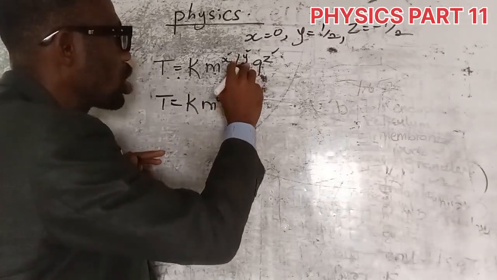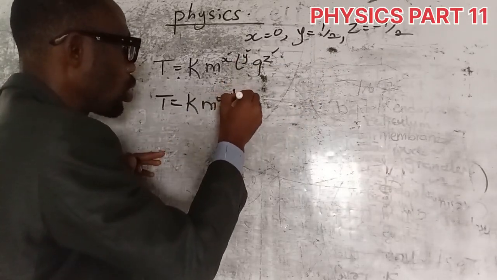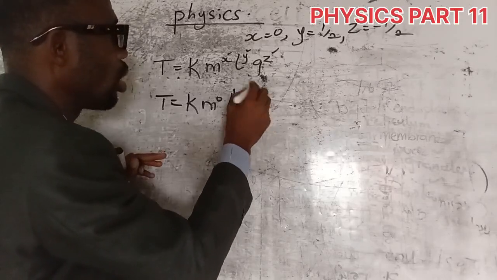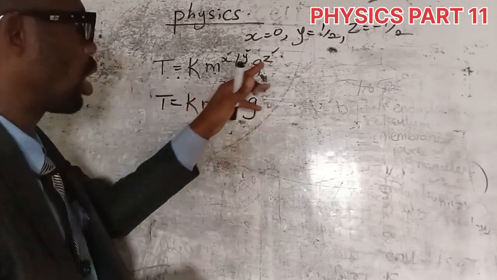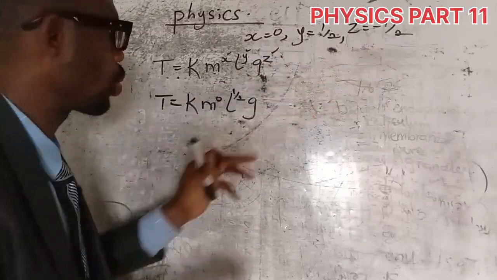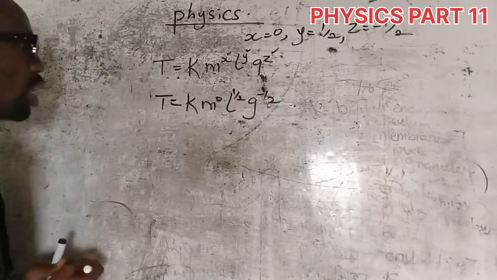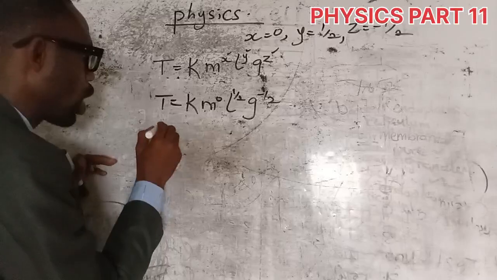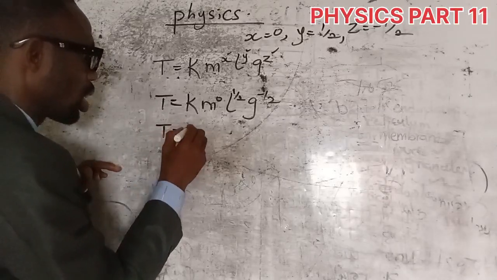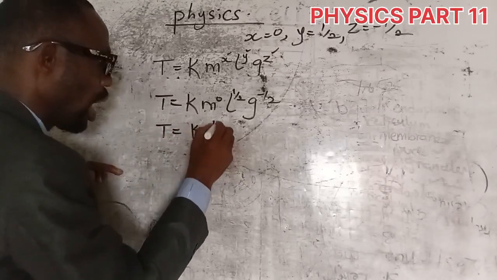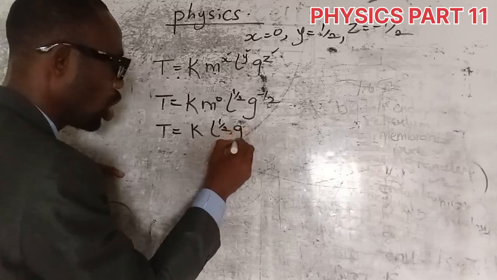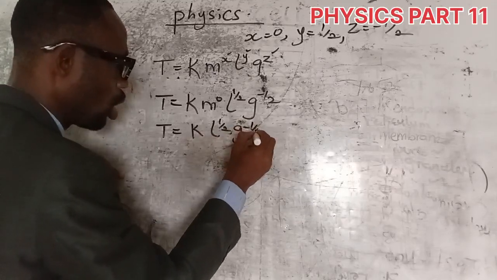L raised to power, what is this Y? 1 over 2, put 1 over 2. And G raised to power Z. What's G? Minus 1 over 2. So I will just put minus 1 over 2. Are you seeing that now? Now, M raised to power 0 is already 1. So you have T equals K, L to the 1 over 2, G to the minus 1 over 2.